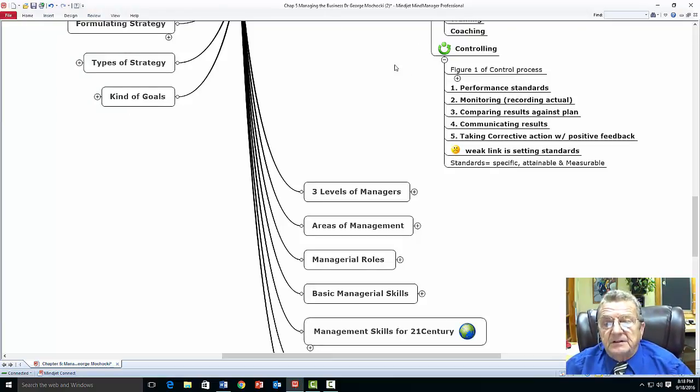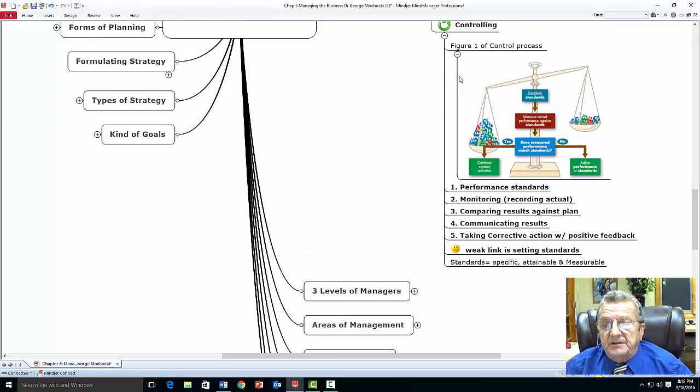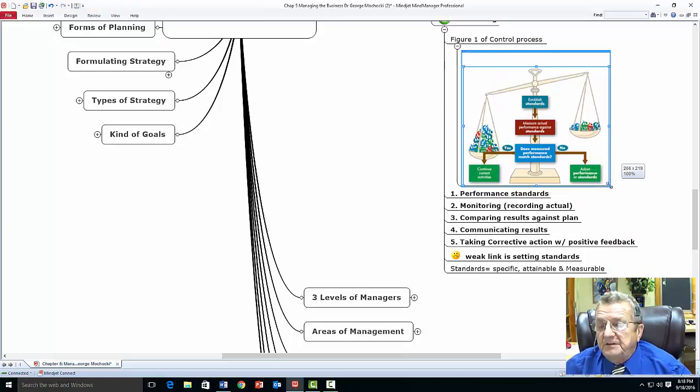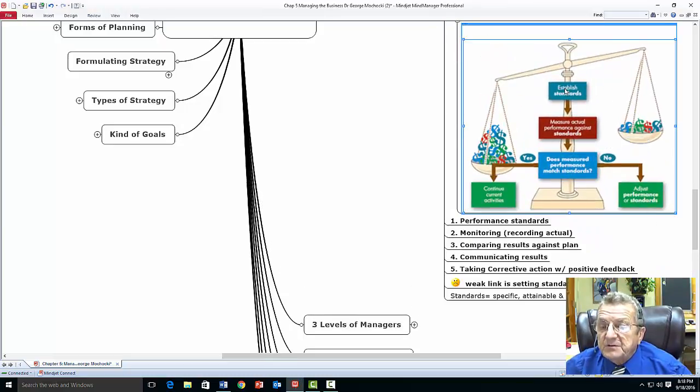let's look at the figure that was presented to you in class. Now, let me just make this a little bit bigger here. Remember, we discussed this, but this figure is basically a good representation. You have to establish the goals. You have to have some kind of measurement output. Does the measured performance match the standards? Yes. If no, you have to adjust.